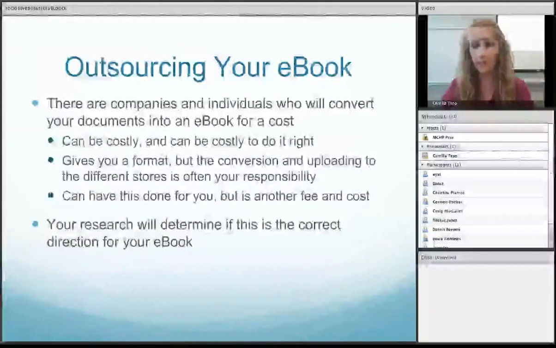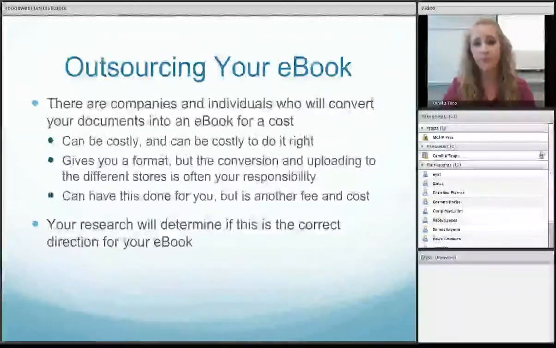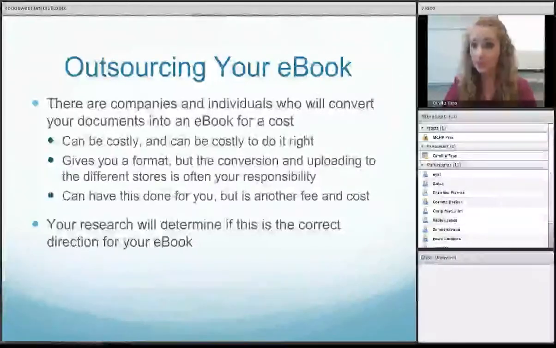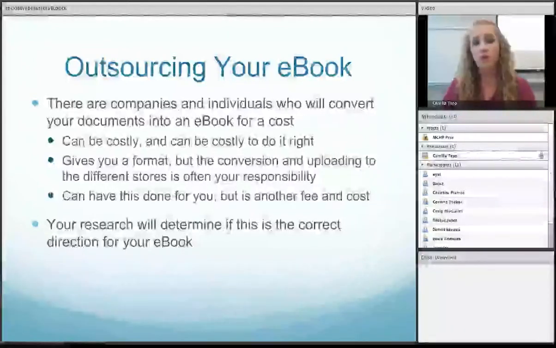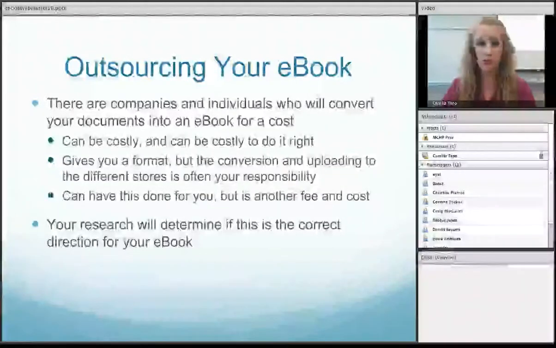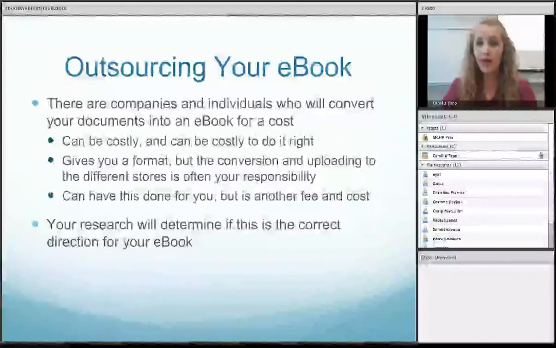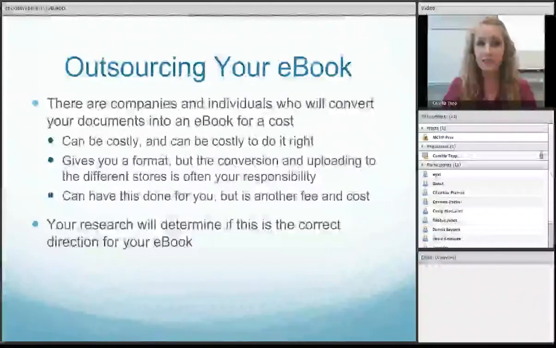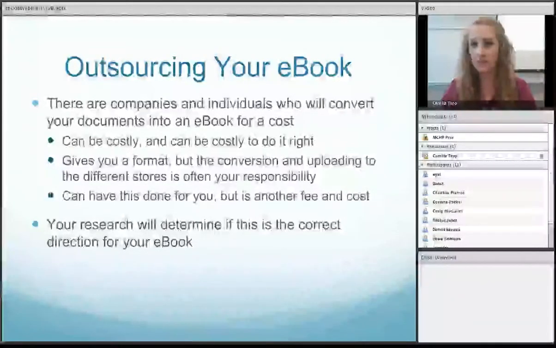So there's another option, which is outsourcing your ebook. This is not something that we have done directly, but we are going to bring it up as it is something that people consider. There are companies and individuals who will create your ebook for you at a cost. The feedback that I've heard from most of the people who have used this type of service is that they can be costly, and they can be costly to do it right. Often they would get their ebook back and not have it be exactly what they wanted. So the design or the formatting wasn't the way that it would have been if they had done it themselves.